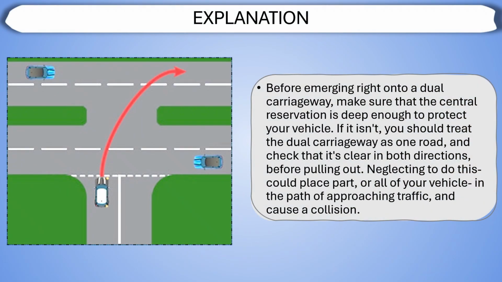Explanation. Before emerging right onto a dual carriageway, make sure that the central reservation is deep enough to protect your vehicle. If it isn't, you should treat the dual carriageway as one road. And check that it's clear in both directions before pulling out. Neglecting to do this could place part or all of your vehicle in the path of approaching traffic and cause a collision.